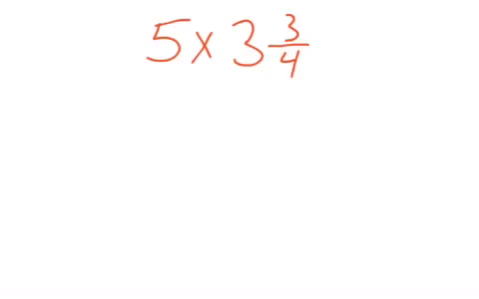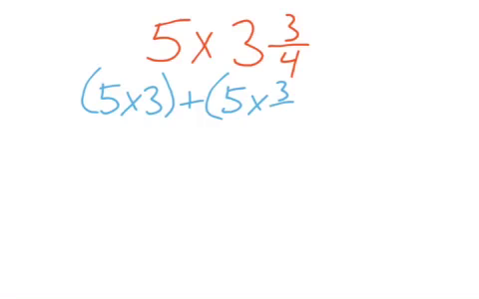Now, I could have solved this the other way as well. 5 times 3 3/4. Using the distributive property, 5 times 3 plus 5 times 3/4. 5 times 3 is 15. 5 times 3/4, I take my whole number, multiply it times my numerator, and I get 15/4.